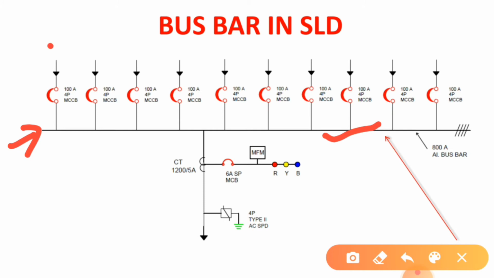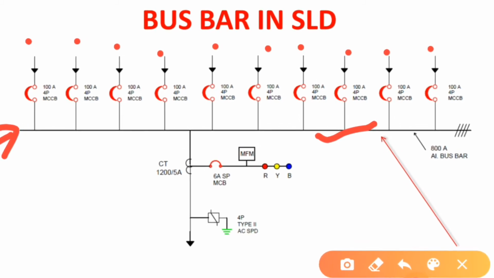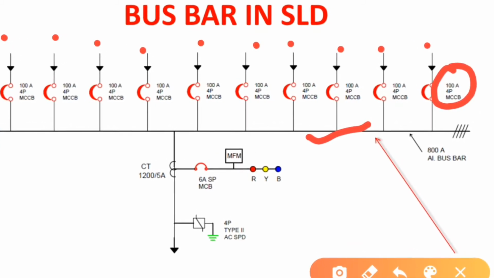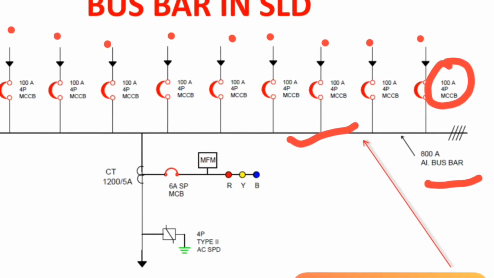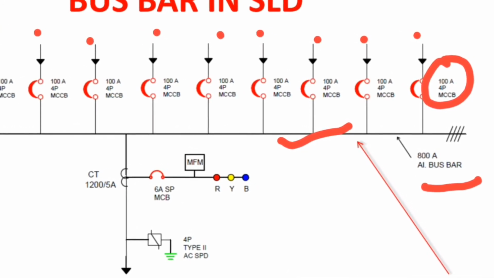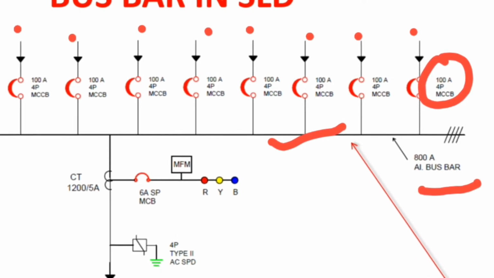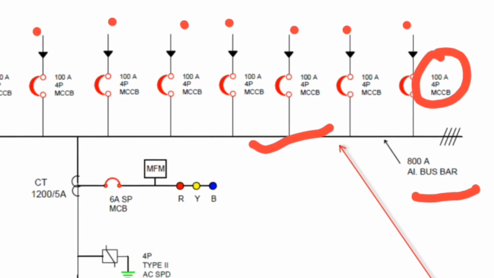1, 2, 3, 4, 5, 6, 7, 8, 9, 10. The incoming MCCB to this busbar is of 100 ampere. These are 4-pole MCCBs. The rating of this busbar is also given. It is an aluminium busbar of 800 ampere. This is a 3-phase busbar used here.